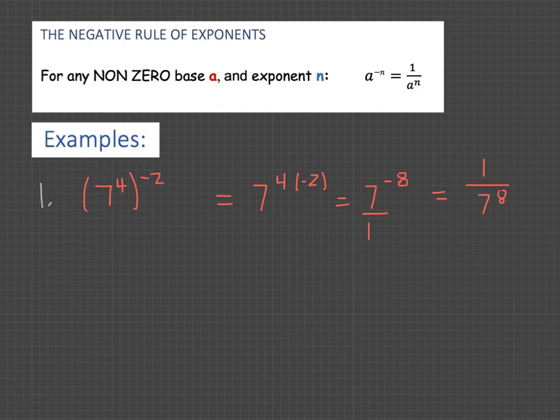Let's look at the next example. We've got x to the negative 5 times x squared. First, we can use the product rule. We've got the same base of x. We can add the exponents, negative 5 plus 2, so we get x to the negative 3. Using the negative rule of exponents, the reciprocal of x, so that's 1 over x, and then it has an exponent of positive 3.